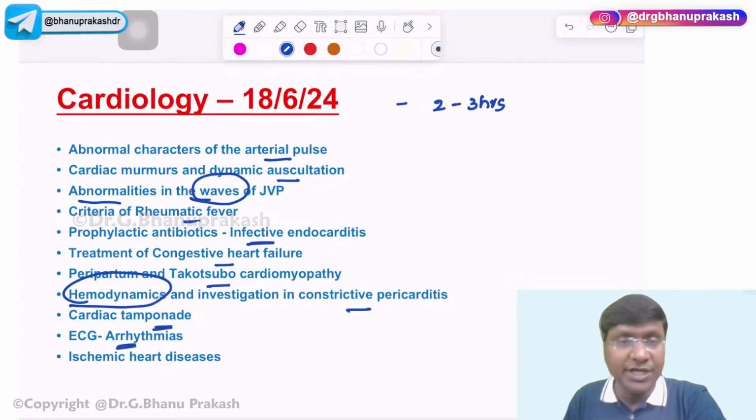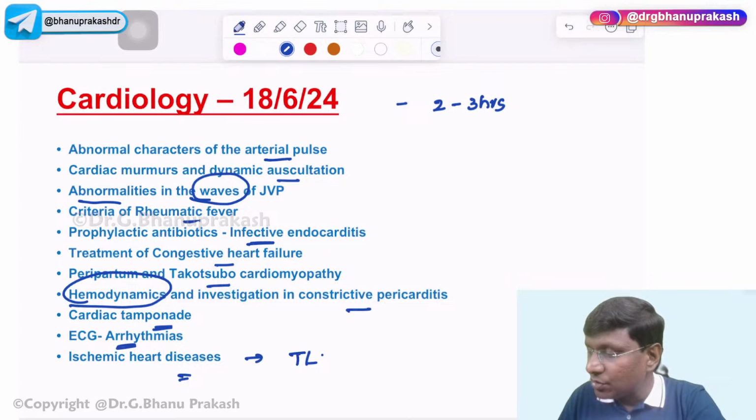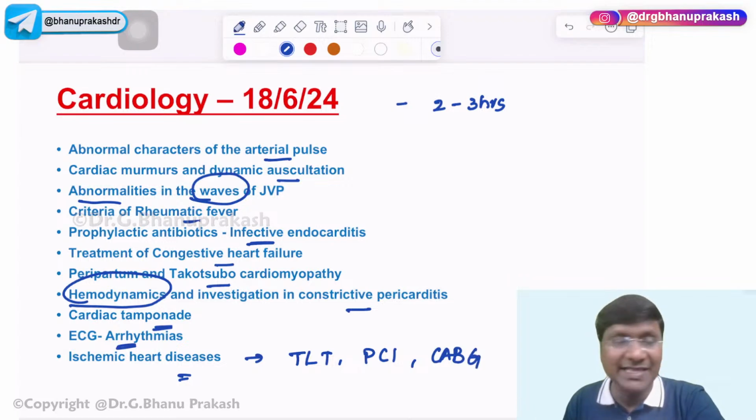And regarding the ECG, arrhythmias you have to revise. And in ischemic heart diseases, you need to know the treatment. What are the indications for thrombolytic therapy, and what are the indications for PCI, and what are the indications for coronary artery bypass graft? So these things you have to revise in cardiology tomorrow by allotting the time around 2 to 3 hours.